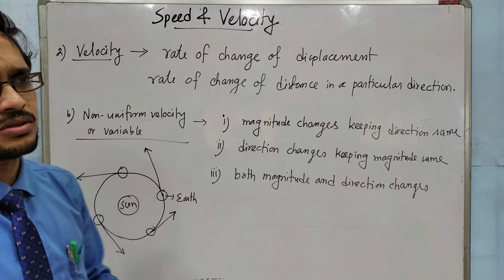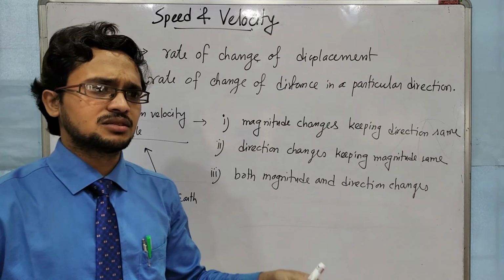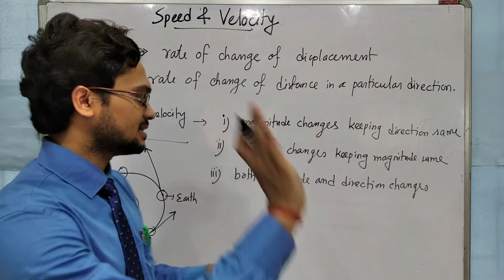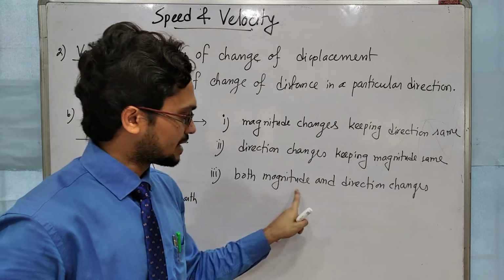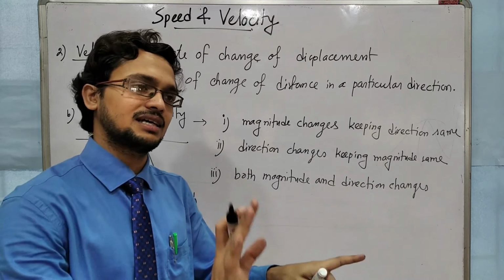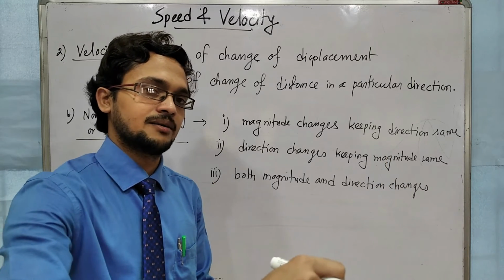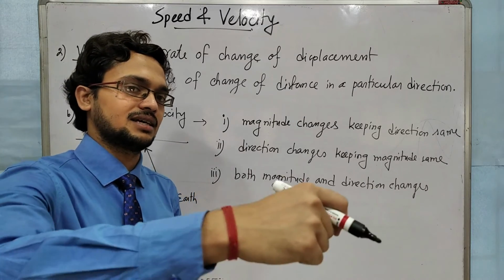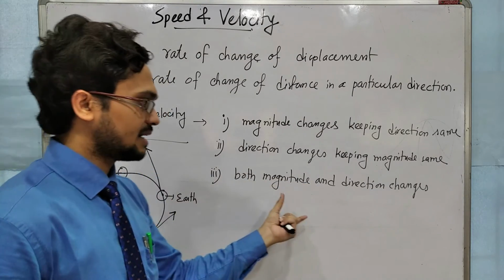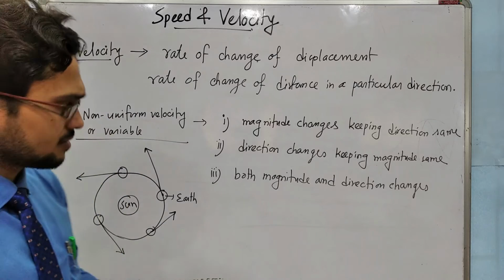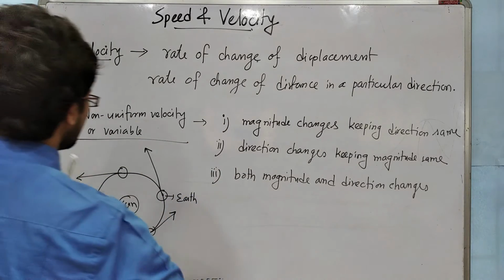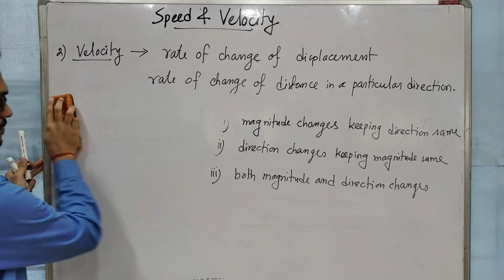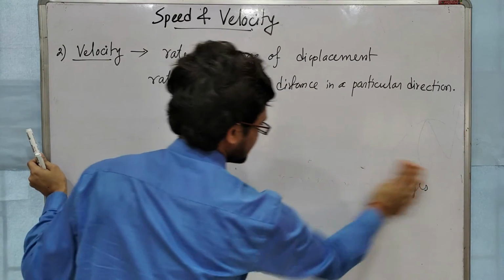Another case, suppose the wheel of a car is moving, its velocity is increasing. That means both magnitude and direction change. Velocity increases or decreases, and at the same time it takes a turn on a turning road. Then its magnitude and direction both change. So in any one case we will get non-uniform velocity. Understand?